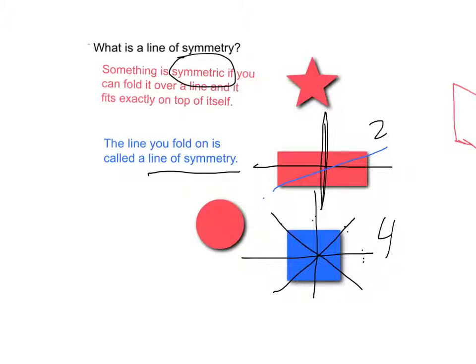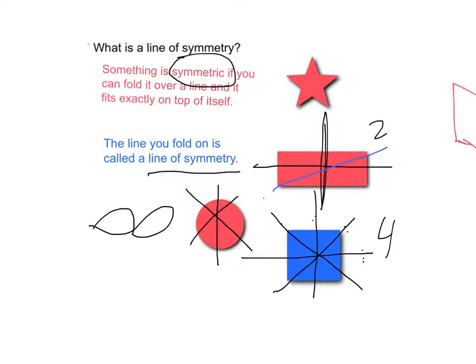And then you have a circle, which is a completely different animal, because if it's perfectly round, there's an infinite number of lines, and you can indicate infinity by the sideways 8. There's no total number of lines for a circle, it's infinite. I just thought I'd point that out. The circle has a lot of lines of symmetry.